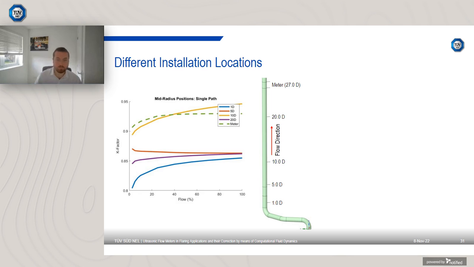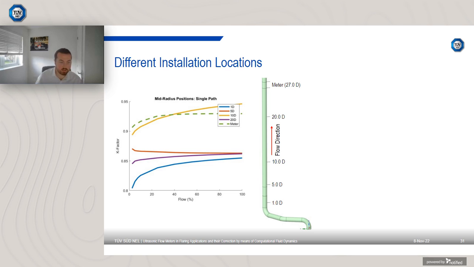So this operator decided to use a single path mid-radius meter. What these K factor results are showing is that the actual K factor changes with position. So we need to understand the installation effects. For each K factor result, the meter is seeing different parts of the flow profile because of the swirl that's created upstream.